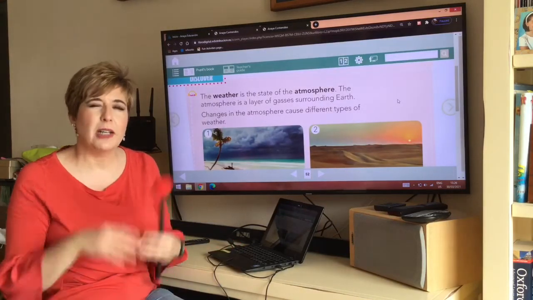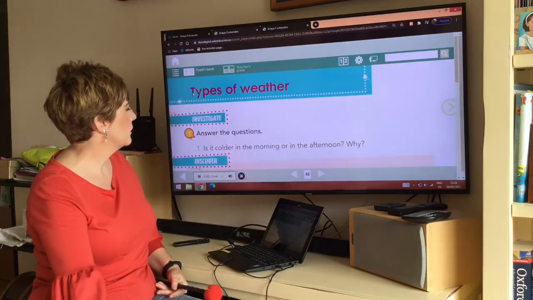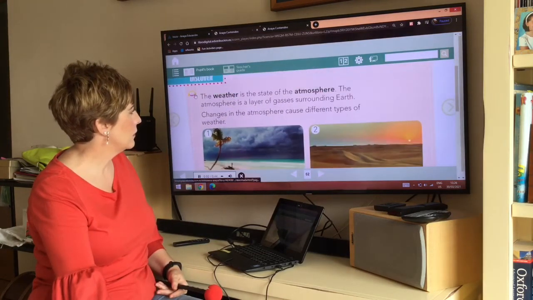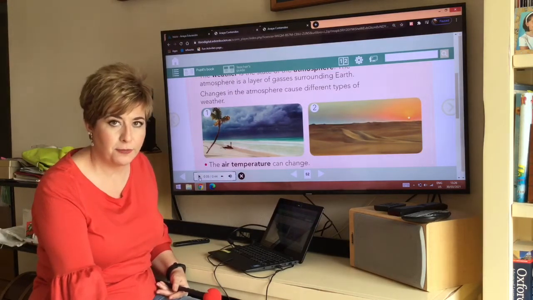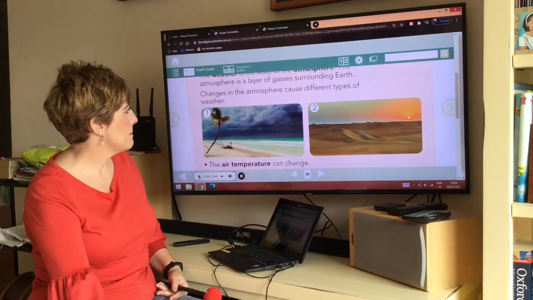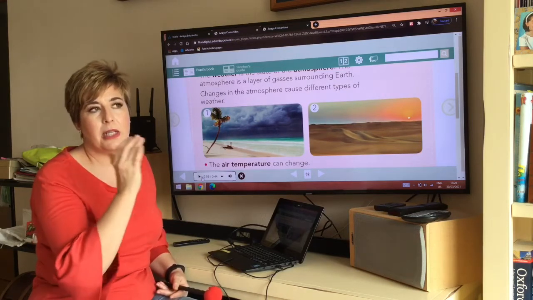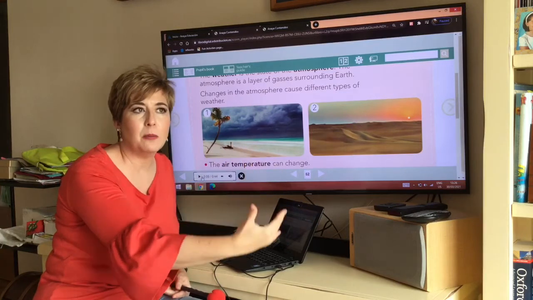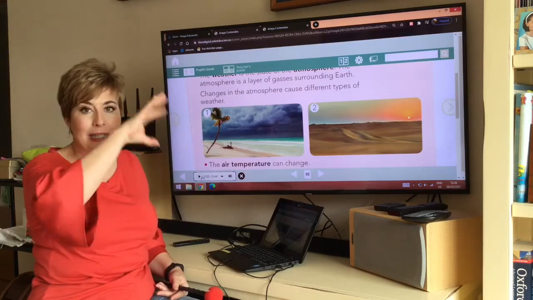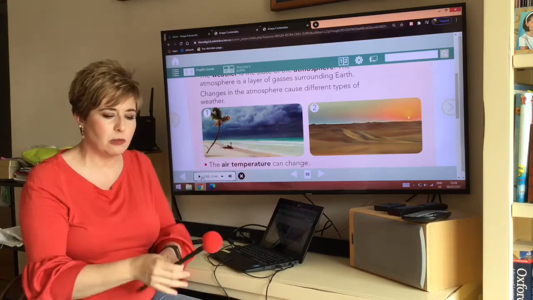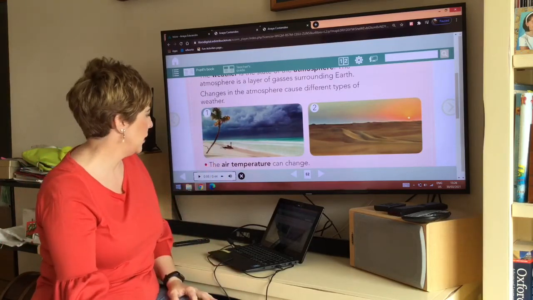What is the weather? Let's listen to the definition of weather. The weather is the state of the atmosphere. Okay? What is the atmosphere then? Because if we say the weather is the state or the condition of the atmosphere, what is the atmosphere? The atmosphere are the gases that surround. What is surround? Surround es rodear. That surround our planet Earth.